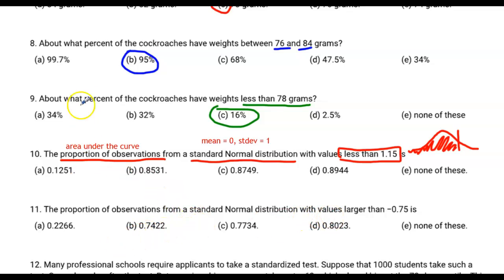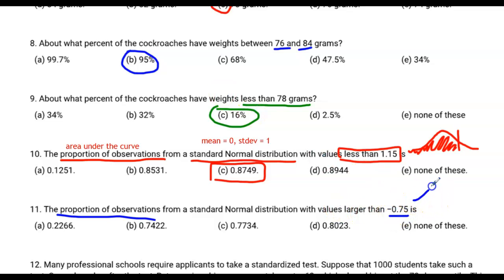Anyways, 87.49 is going to be my correct answer. Of course, that's 87.49%, which translates to 0.8749. Fantastic. Looking at the next one, the proportion of observations, remember that's just area under the curve, from a standard normal distribution with values larger than negative 0.75.